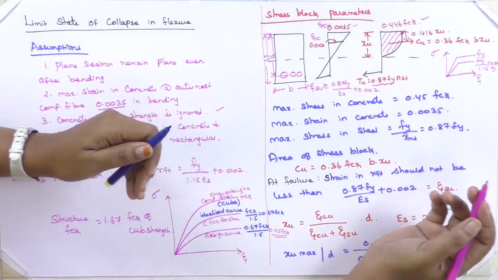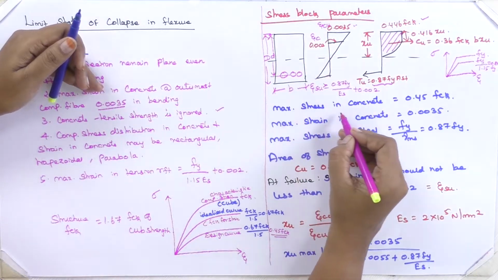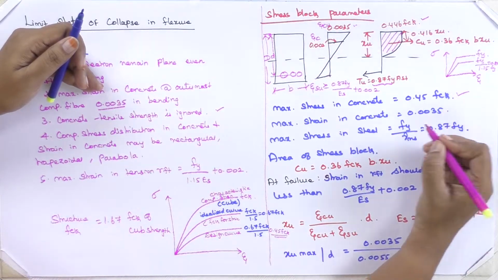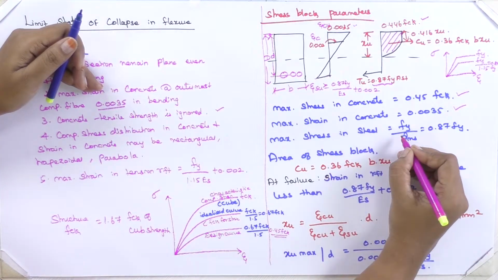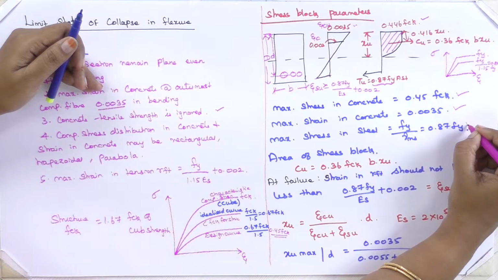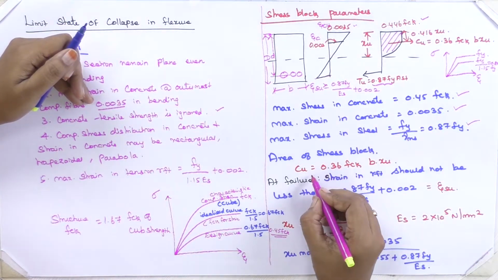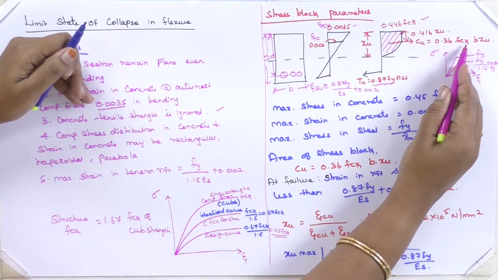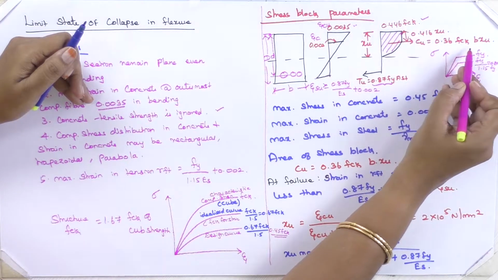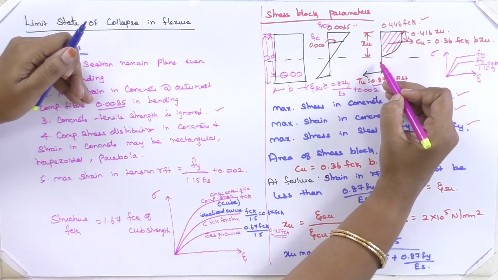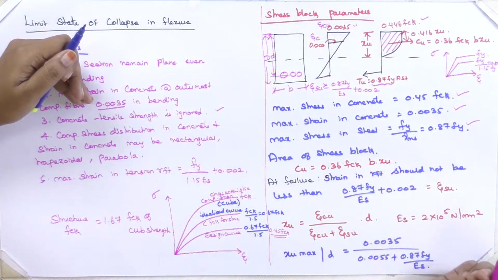This is Ast. So, we know that from the stress block and the strain block, the maximum stress in the concrete is 0.45 FCK. Then maximum strain is 0.0035. Maximum stress in steel is nothing but 0.87 Fy. Now, we can get the area of the stress block, Cu is equal to 0.36 FCK B into XU. This is your breadth, this is your depth. So, you will be getting 0.36 FCK B into XU.